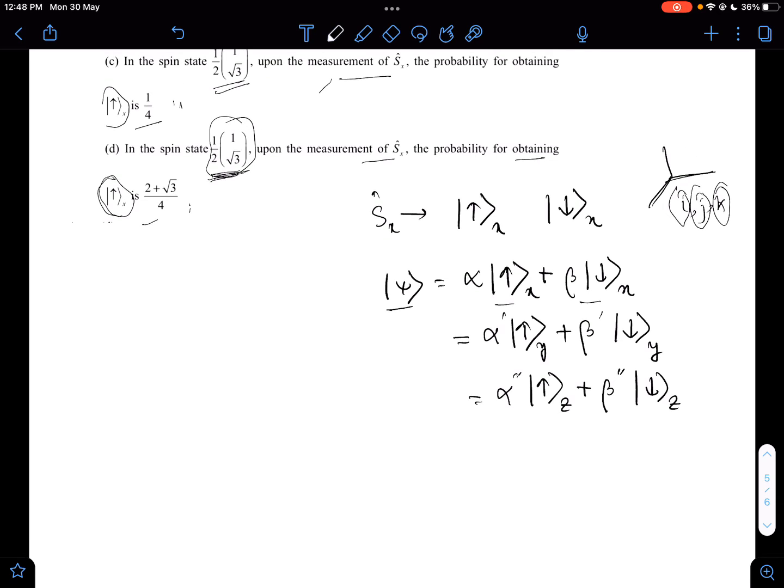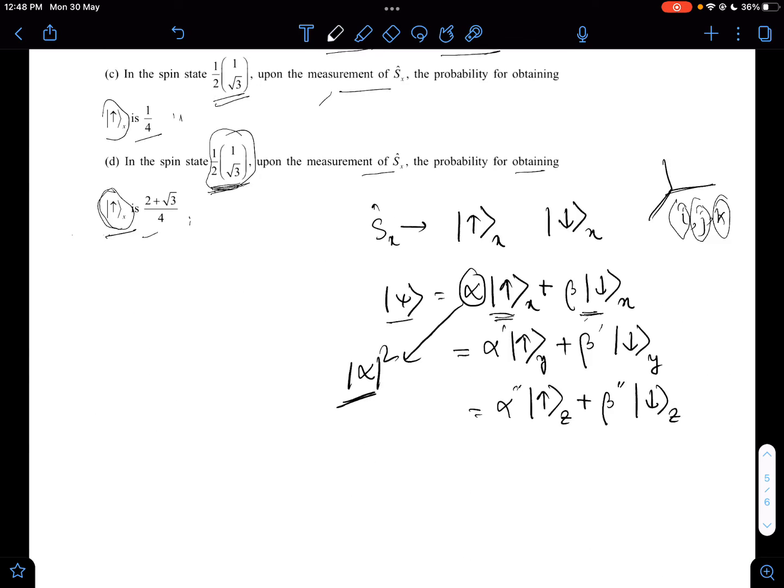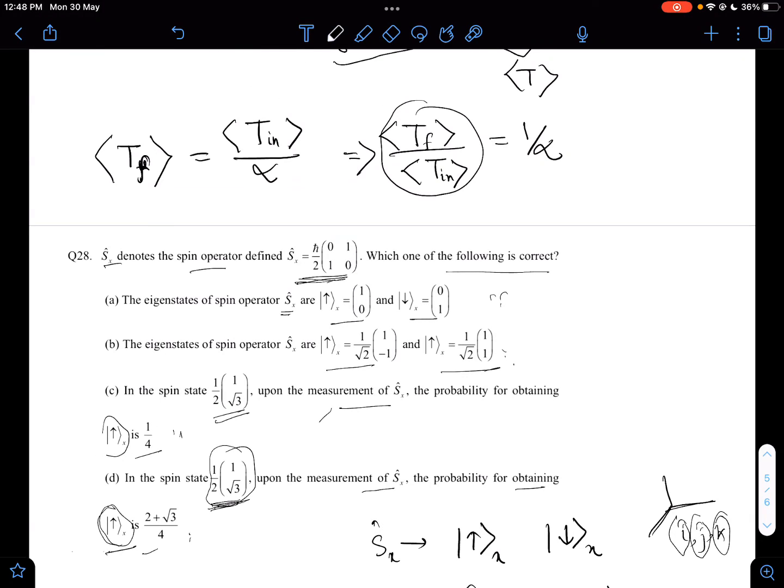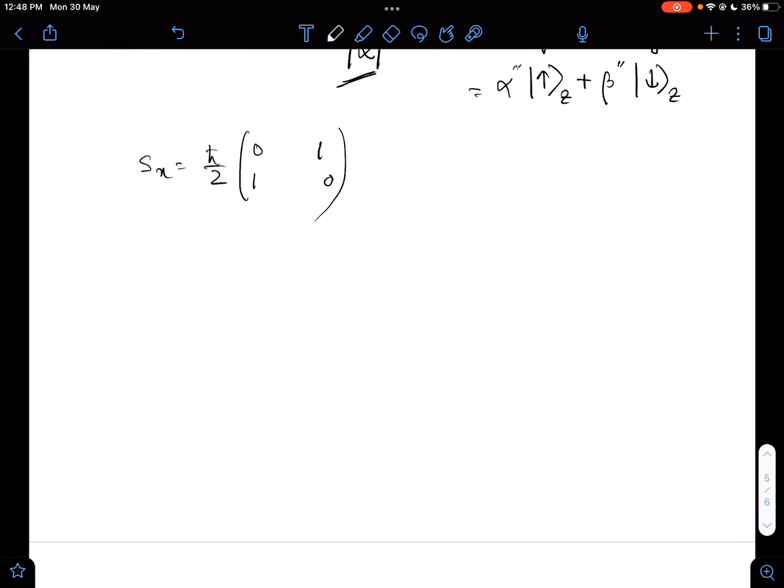So we have to find the probability for obtaining this. That means we have to find alpha squared. So let us find out the eigenstates first. Sx is h cut by 2 times the matrix 0 1 1 0. Just cross check it. So this is our Sx.